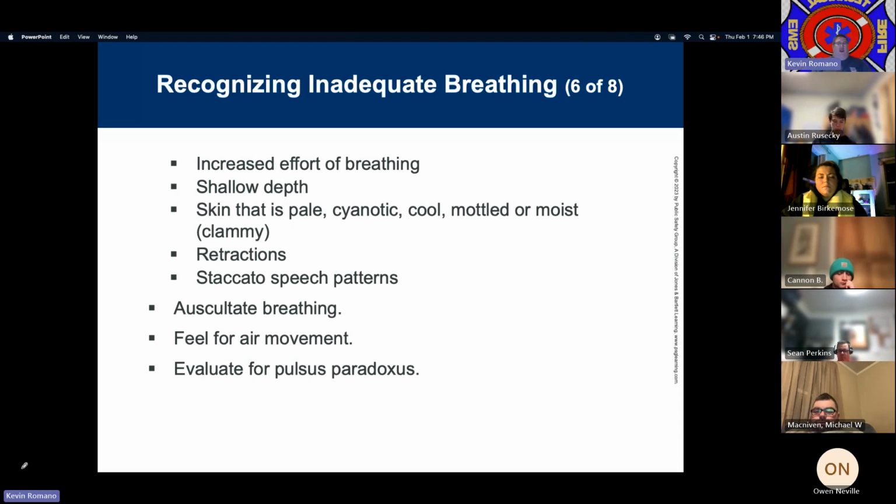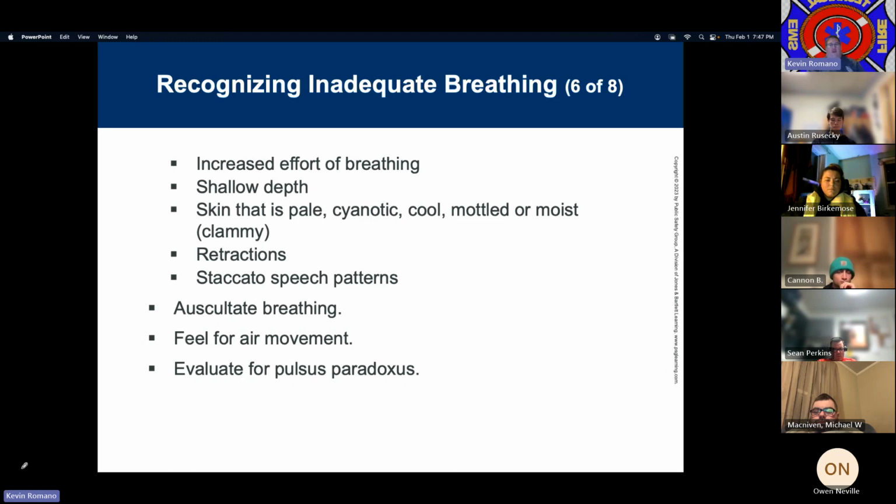Increased effort of breathing, shallow depth, skin that is pale, cyanotic, cool, mottled, or moist or clammy, retractions, different speech patterns. Pay particular attention to the external environment. Okay, auscultate breathing. Listen to lung sounds. Feel for air movement at the mouth and nose. If they're unresponsive, put your hand close to the face and see if you can feel it.